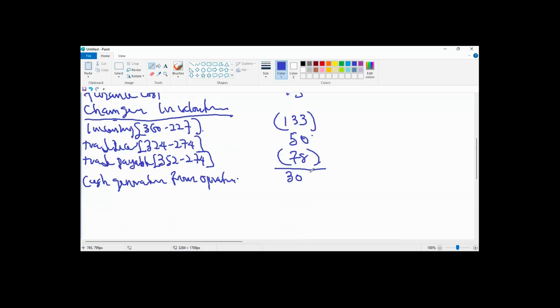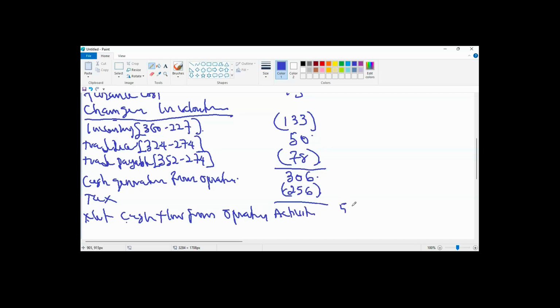Tax, the same way we are calculating tax. What is our tax in that place? 256. Good. This will now give me net cash from operating activities. That's all.